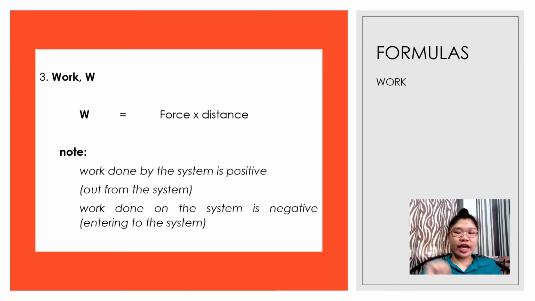So for the third kind of energy, we have the work. Work is, by definition, force times distance. Note that, so you have to note this. Work done by the system is positive, that is out from the system. And then work done on the system is negative, that is entering to the system. Again, work done by the system, positive. Work done on the system, negative.